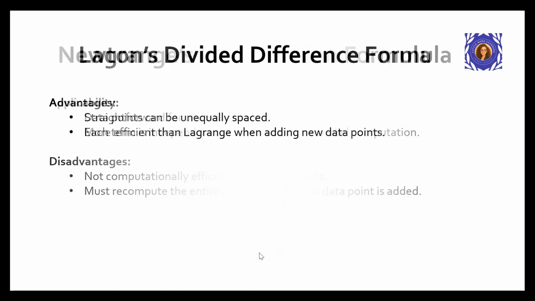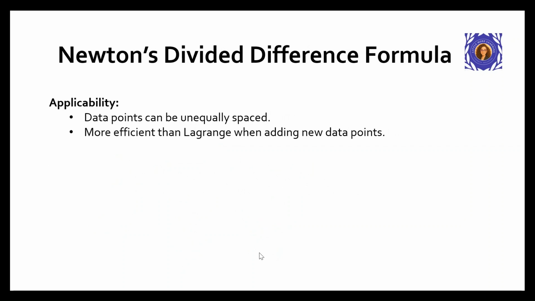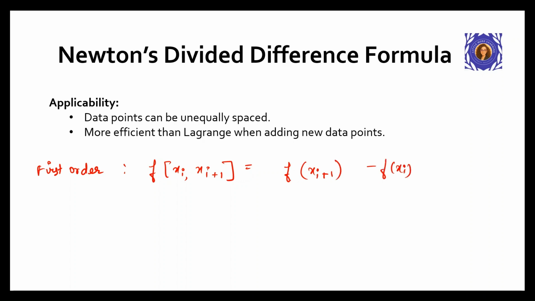Next is Newton's divided difference formula. It is applicable when data points can be unequally spaced and is more efficient than Lagrange when adding new data points. So for divided differences, for first order, it is f[xi, xi+1] equals f(xi+1) minus f(xi) divided by xi+1 minus xi.